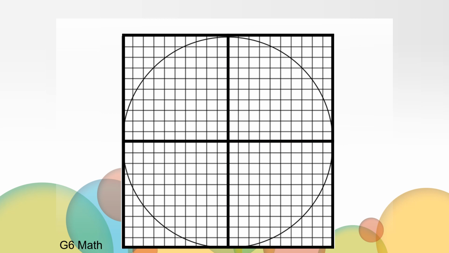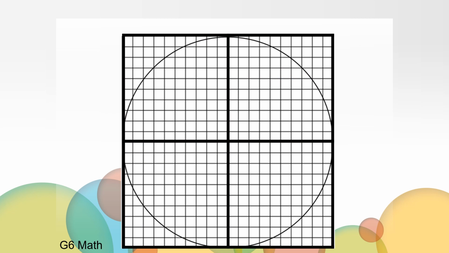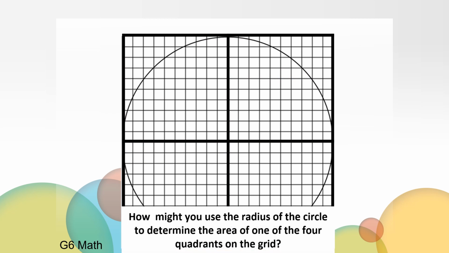This picture might remind you of a coordinate plane that is split into 4 equal sections. We call one of these sections a quadrant. There are 4 quadrants on this picture. How might you use the radius of the circle to determine the area of one of the 4 quadrants on the grid? Well, let's think about it. So here's the radius. And how might I use that to determine the area of this quadrant outlined in red? I'm going to give you a few seconds to think about that.